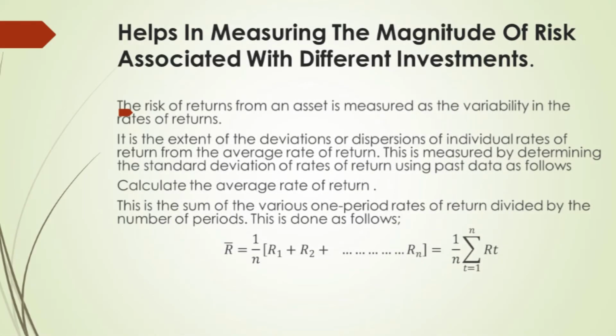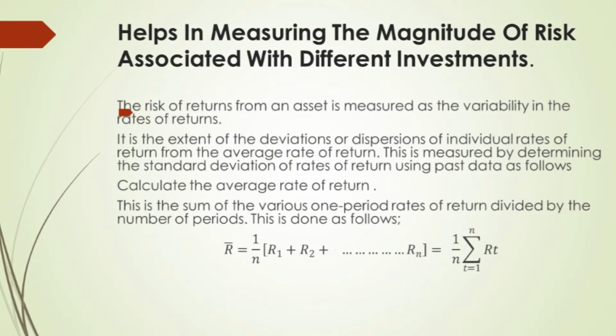So the risk of the returns from an asset is measured as the variability of returns, the rates of return. So look at different investments. How are the returns varying? For example, if the company made profits of 2 billion by the end of last year, then by the end of this year, it makes a profit of 500 million. Then the other year, it makes a profit of 3 billion. So returns keep on fluctuating like that. So you first begin by calculating the average rate of return. The formula is shown there.